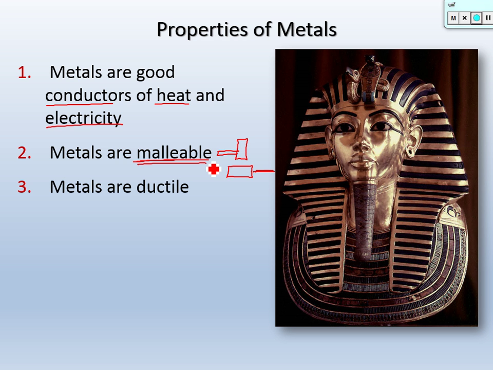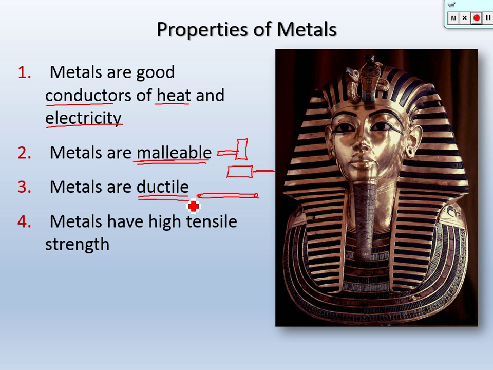The third property: metals are ductile. Ductile means you can shape metals, drawing them out into long strands of wire. If you think about an electrical wire, it's copper. Copper, you can shape it, you can draw it out into thin, long strands of wire. That's ductile.